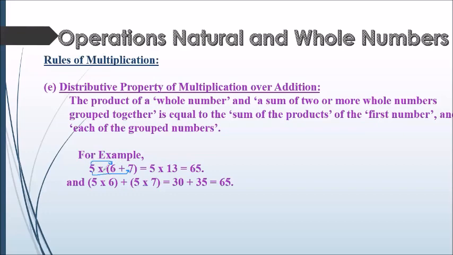The numbers in the brackets all have to be multiplied individually by this 5. So first you multiply 6 by 5, then you multiply 7 by 5, and you put the addition sign in between. This addition sign comes from here. So you write 5 multiplied by 6 plus 5 multiplied by 7. When you solve this, it becomes 30 plus 35 is equal to 65. So the distributive law says that the answer will not change. If you convert it into two groups, the answer will not change.